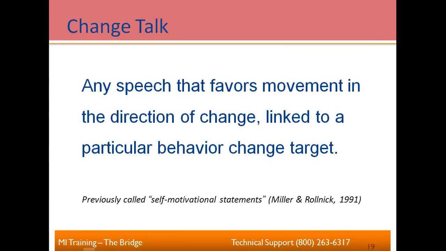That would be using a tool of reflection so that the client hears that you heard them. And when you give it back to them in a reflection, they hear it themselves, possibly in a way that they didn't prior to your reflecting it back to them.